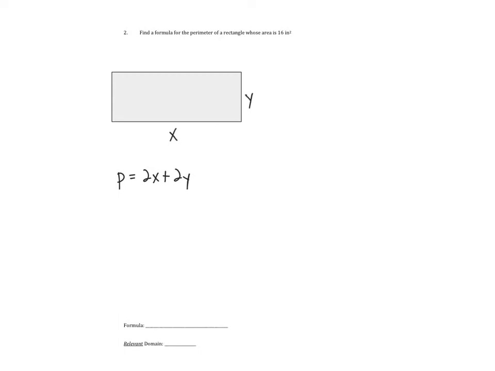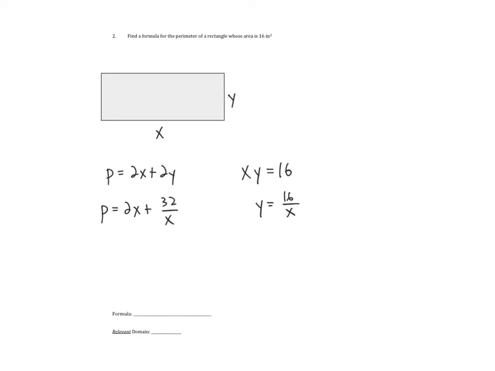So we'll do perimeter equals 2x plus 2y. So don't worry about how many variables it's in to start with. Okay, they say the area has to be 16. So that has to be 16. Solve this for y, and then plug it in for y. So 2 times 16 over x is 32 over x. Okay, so that's our formula for the perimeter.